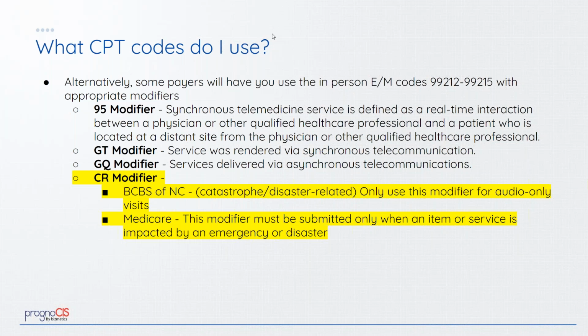Okay. So the next question is, is the modifier same for 99213 and 99443? So the 99443 code does not require one of these modifiers. Unless you're in North Carolina and you're doing the Blue Cross Blue Shield, it requires the CR. The only codes that require these modifiers are your 212s to 215s.